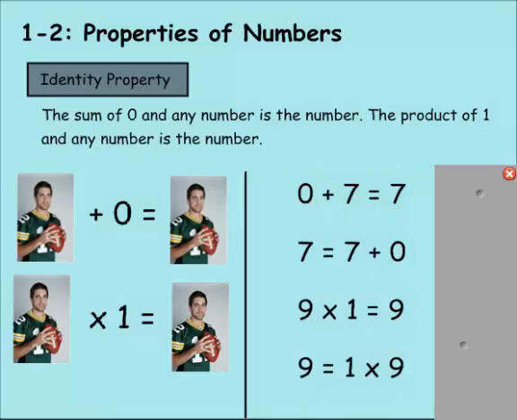So if we're putting this into real numbers, identity is just showing what 7 is. 0 plus 7 equals 7. 7 equals 7 plus 0 is another way to put that. Multiplying times 1, 9 times 1 equals 9. 9 equals 1 times 9. So this is identity property, showing your identity by either adding 0, which does nothing to you, or multiplying times 1, which just does nothing as well.